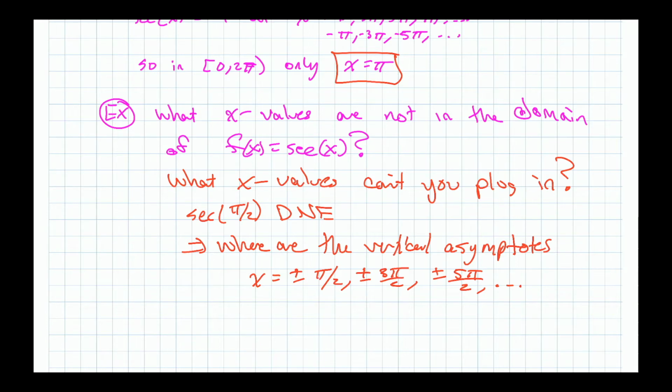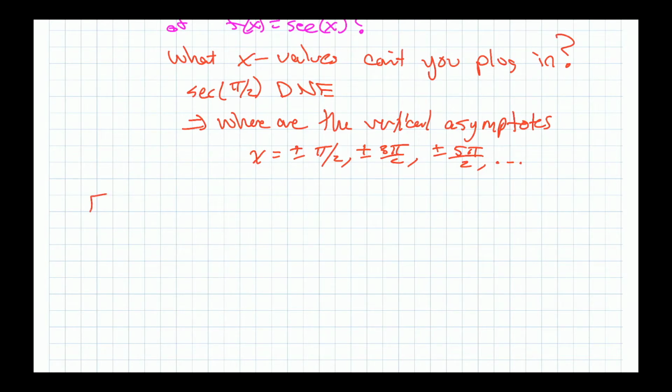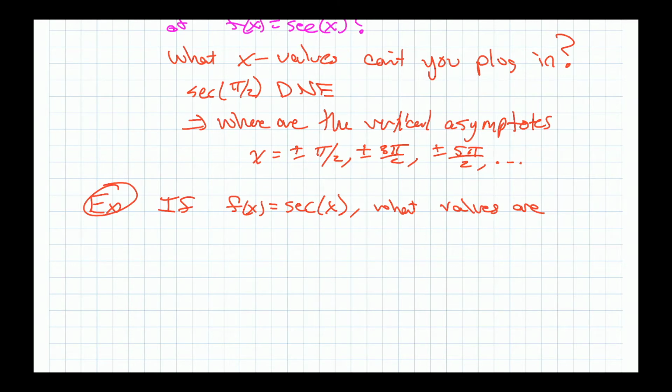I'm still looking for the question that's weird. Oh yeah, here's a question that's weird. They say, if f of x equals secant x, what values are not possible values of f of x? Okay, and that's a little bit weird question as well, but they're asking it for a reason.